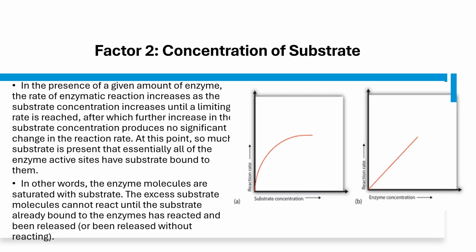At a particular point, so much substrate is present that essentially all of the enzyme active sites have substrate bound to them. In other words, the enzyme molecules are saturated with the substrate. That is, all the active sites present in the enzyme are completely occupied. The excess substrate molecules cannot react until the substrate already bound to the enzyme has reacted and been released.